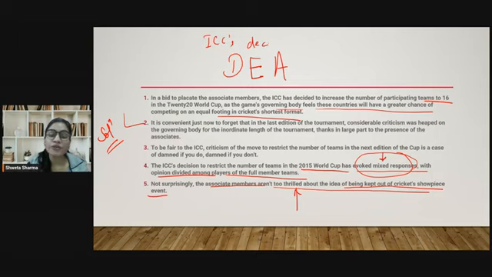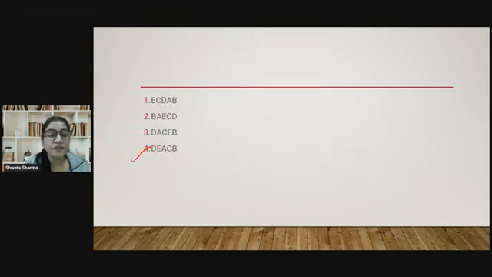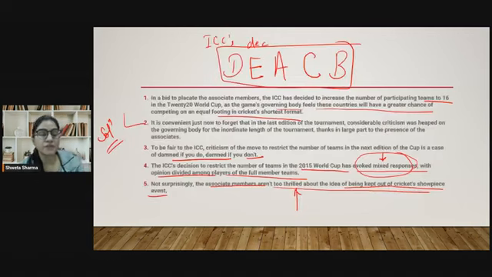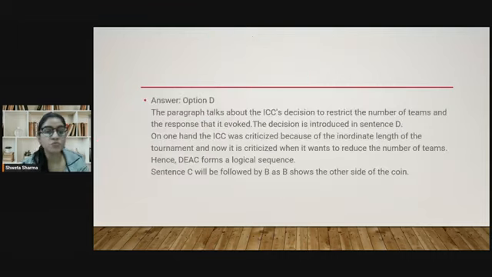Then it says to be fair to the ICC, criticism of the move to restrict the number of teams in the next edition of the Cup is a case of damned if you do, damned if you don't. So C, and then you have B. It is convenient just now to forget that in the last edition of the tournament, considerable criticism was heaped on the governing body because of the inordinate length of the tournament. So DEACB is the final sequence, which we could see is the correct one. I hope this was clear, guys. I hope everybody is on the same page, getting the answers right. If yes, let's move to the next one.